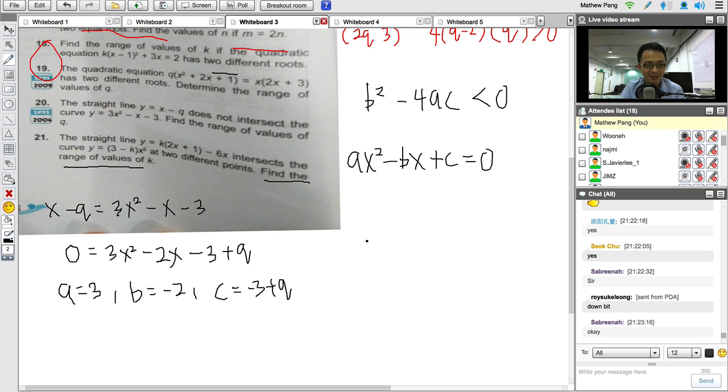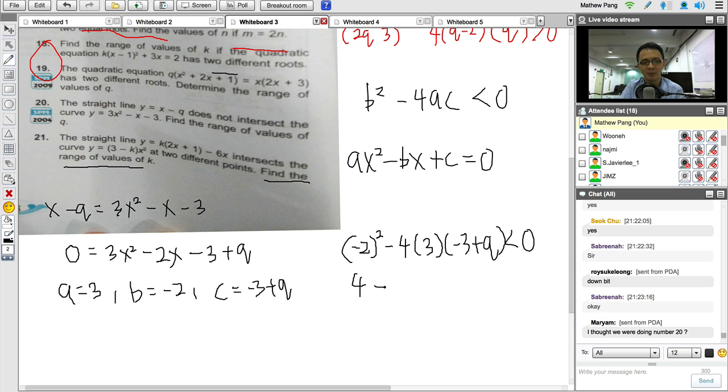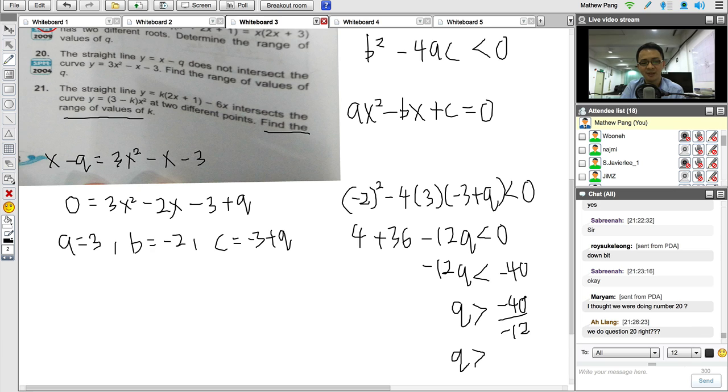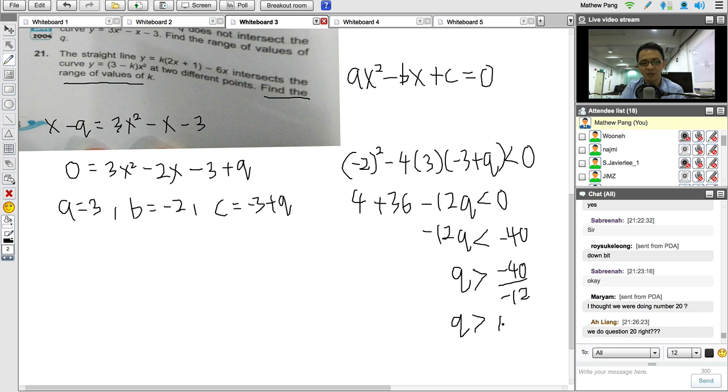So my b is negative 2, b squared minus 4, a is 3, c is negative 3 plus q, less than 0. So this is 4, this is minus 12, multiply 3 will be positive 36, minus 12 multiply q is minus 12q, less than 0. Alright, so this is negative 12q, this one is 40, less than negative 40. Alright, and then I move the 12. This is negative 12, must switch the symbol. So it will become negative 40 over negative 12. So q will be bigger than, just simplify, divide by 4, 10 over 3.